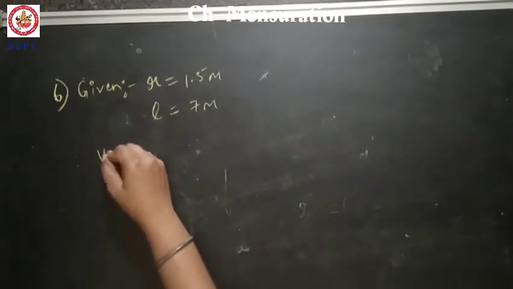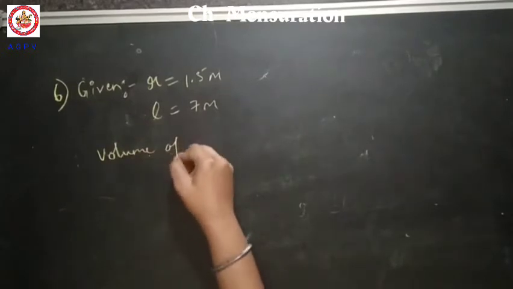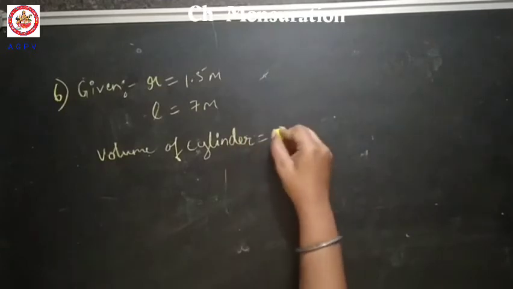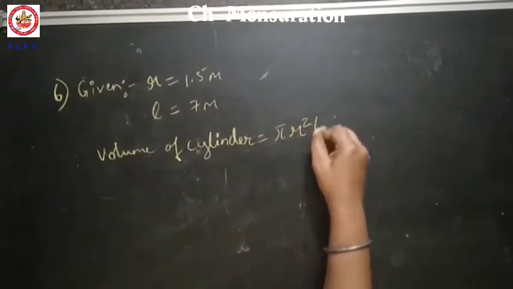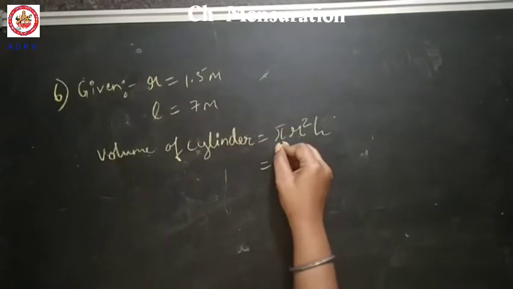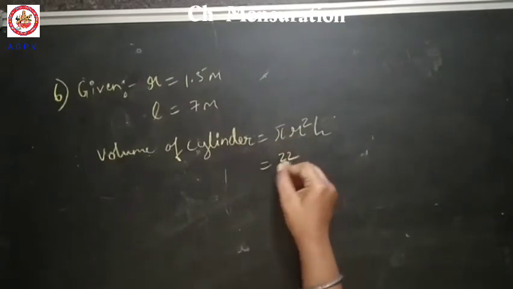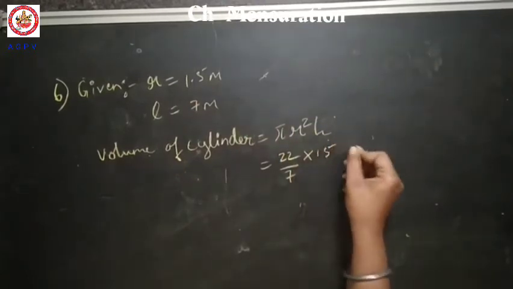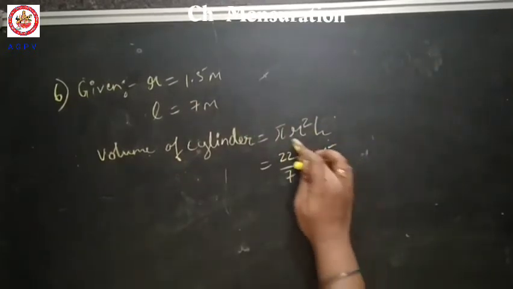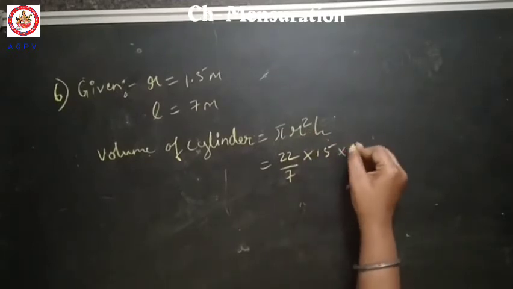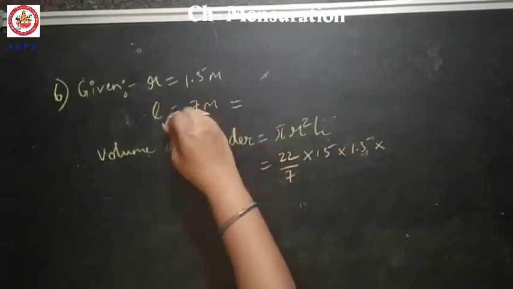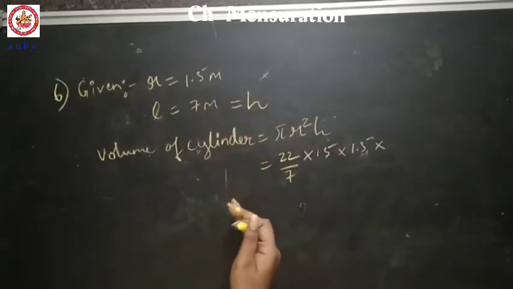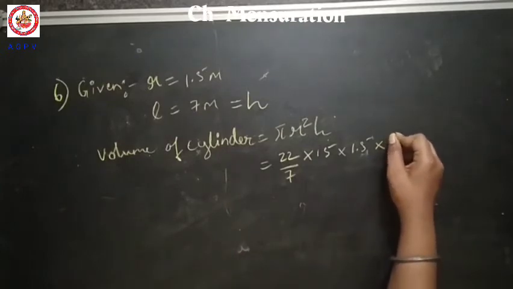So let us write down, volume of cylinder is equal to, what is the formula? That is pi r square h. Okay, so here we know very well pi value is 22/7. Then r, what we got, that is 1.5. So I am going to write 1.5 two times because this is r square, into 1.5, into length is given, that is nothing but height. In the case of a cylinder, the length is nothing but the height. Okay, so h is nothing but 7.